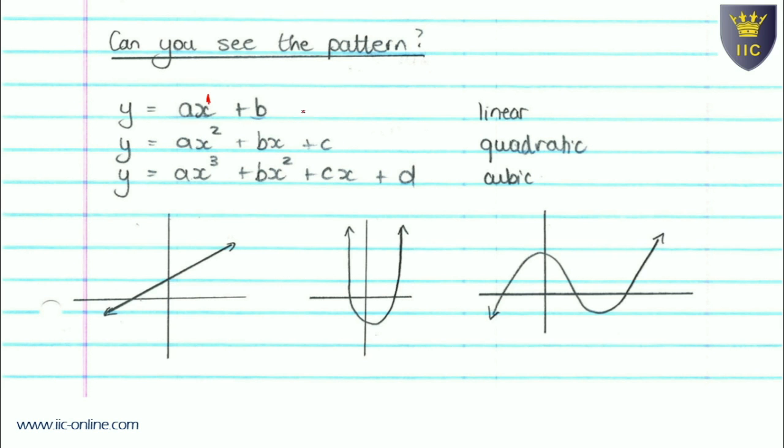Can you see how this is increasing, as the order of the equation is increasing from 1 to 2 to 3 as we go down the line? Just a reminder, a linear equation looks like this.